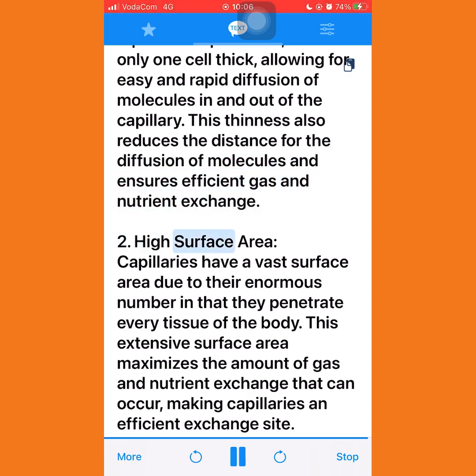2. High surface area. Capillaries have a vast surface area due to their enormous number, in that they penetrate every tissue of the body. This extensive surface area maximizes the amount of gas and nutrient exchange that can occur, making capillaries an efficient exchange site.